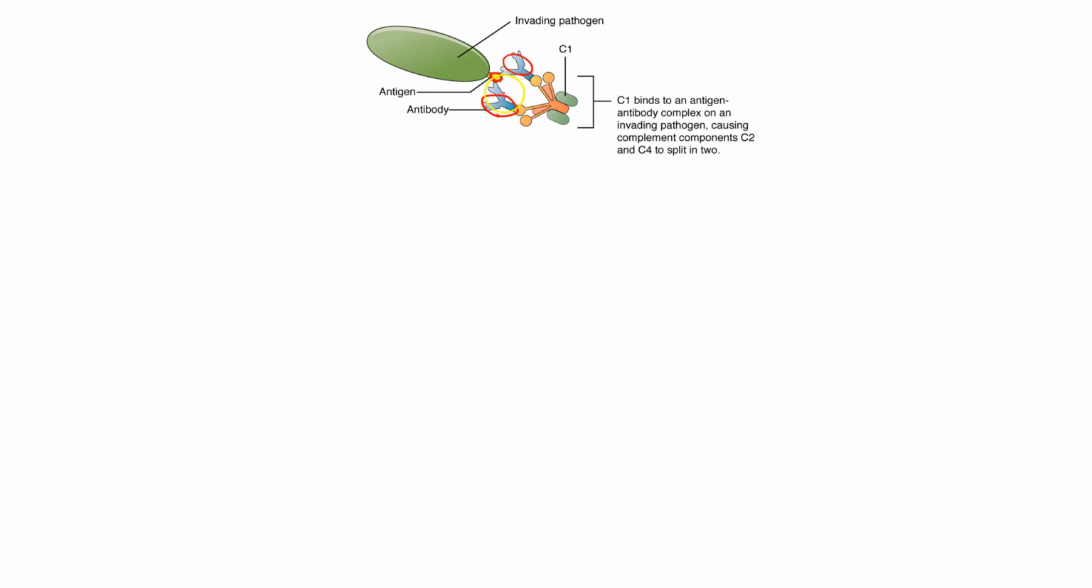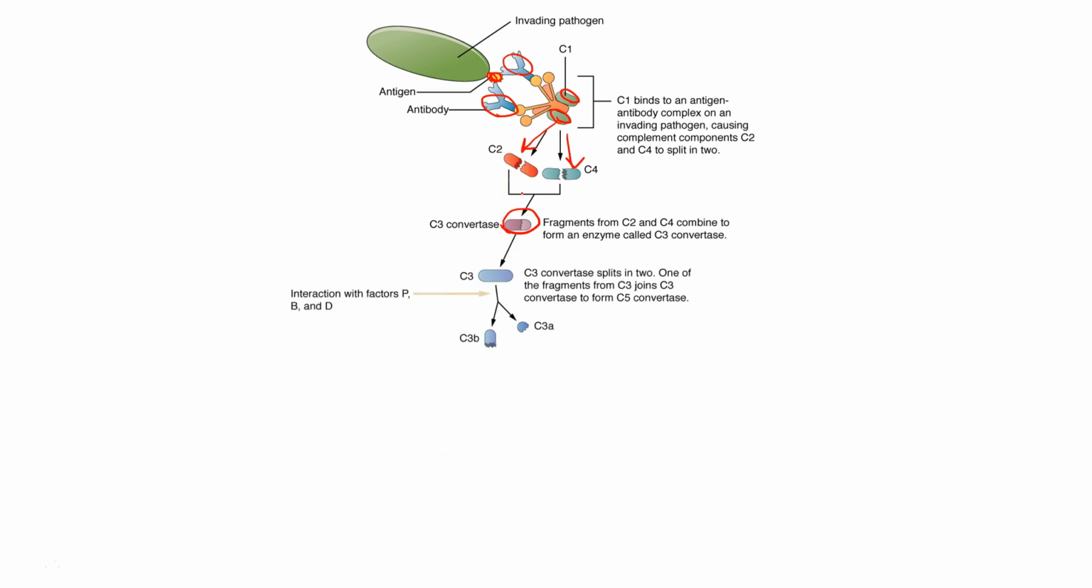All right, so once the antibodies have bound to the antigen, there's going to be a split. These two subunits will split, forming what's known as C2 and C4. A chunk of C2 and a chunk of C4 will come together and form what's known as the C3 convertase, and that will be used later to convert C3, which is another protein in this system, into two little bits, C3a and C3b.